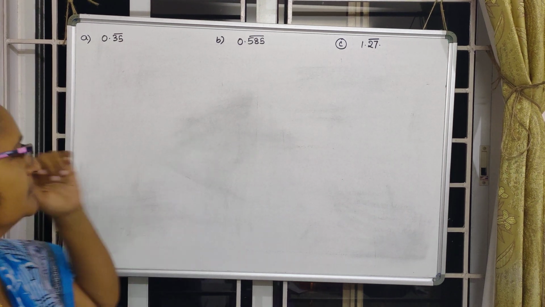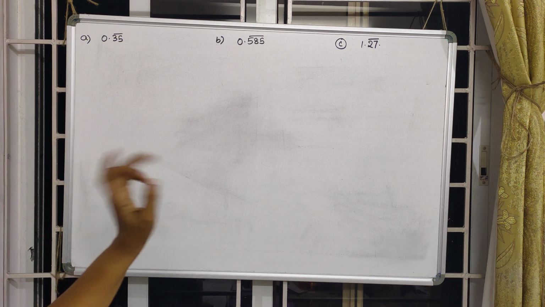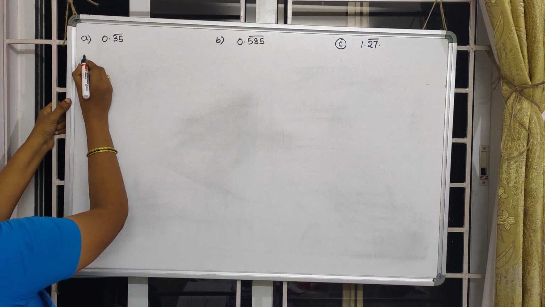Everyone, let us see the examples. These all come under pure recurring decimals. We are going to find out how to convert these pure recurring decimals into rational form. Now let us see the first sum.